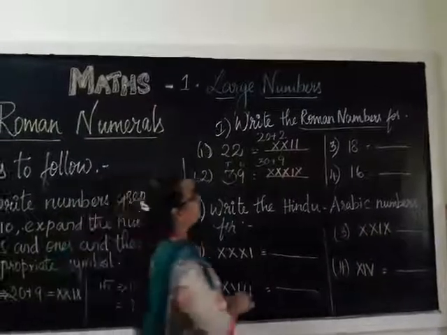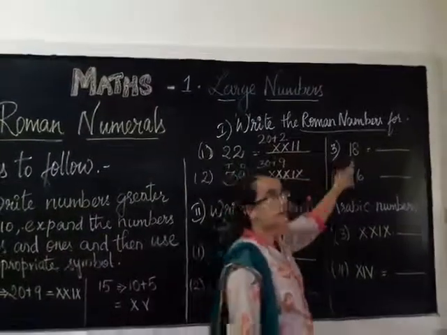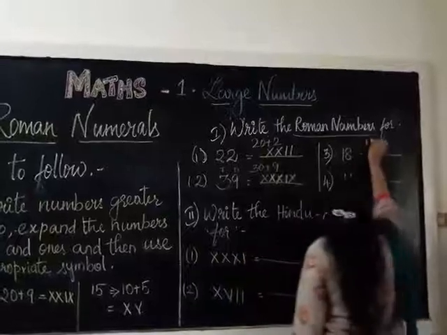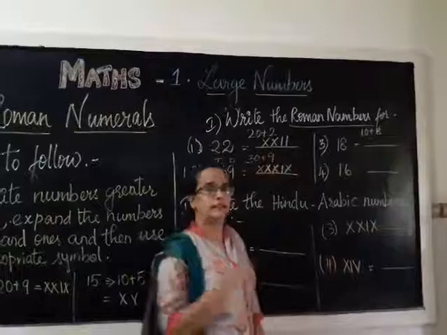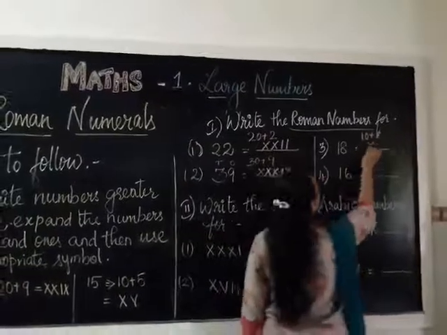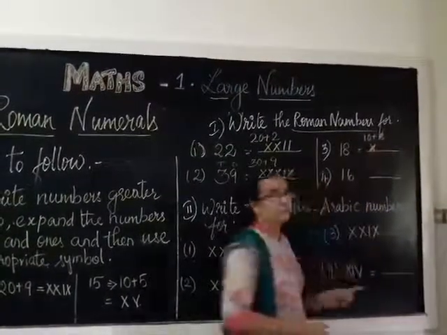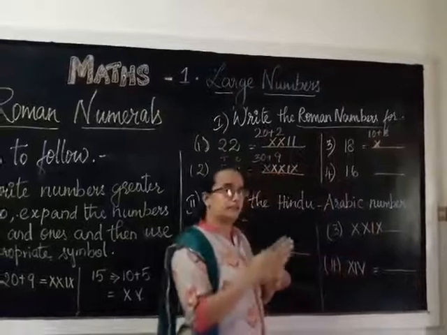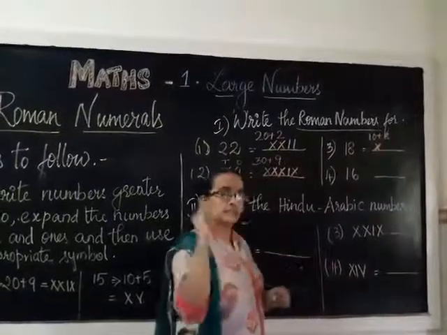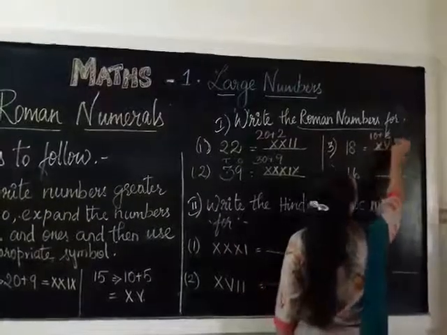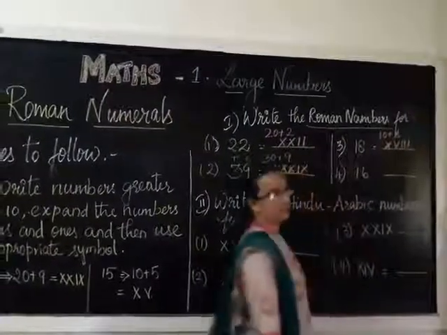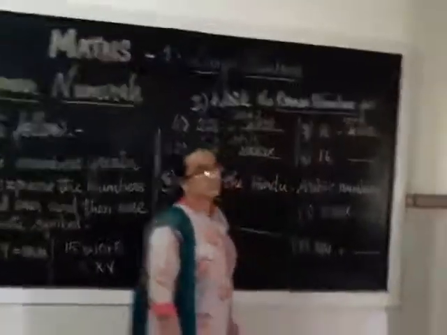Okay. Now 18. How will you write it? 18 is 10 plus 8. So what is the symbol for 10? X. Very good. 8 is 5 plus more than 5: 5, then 6, 7, 8. So 5 and 3 times I.